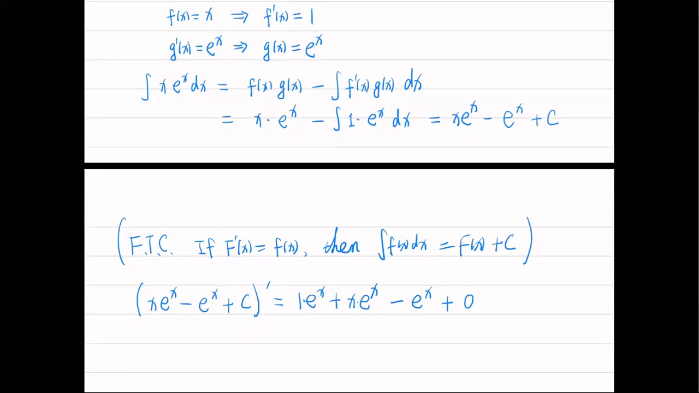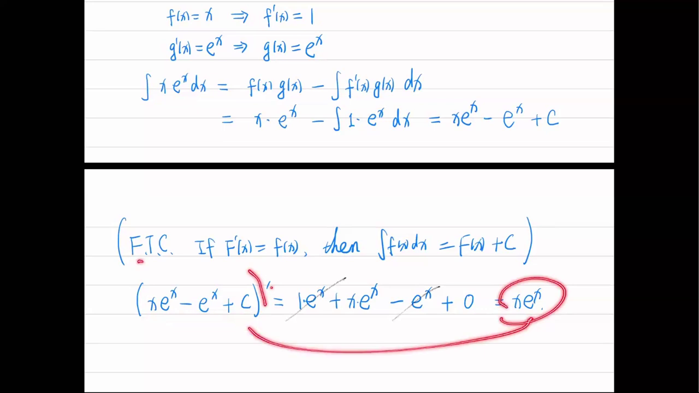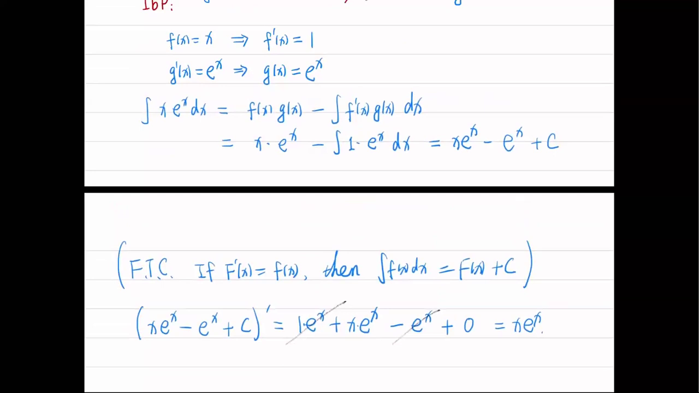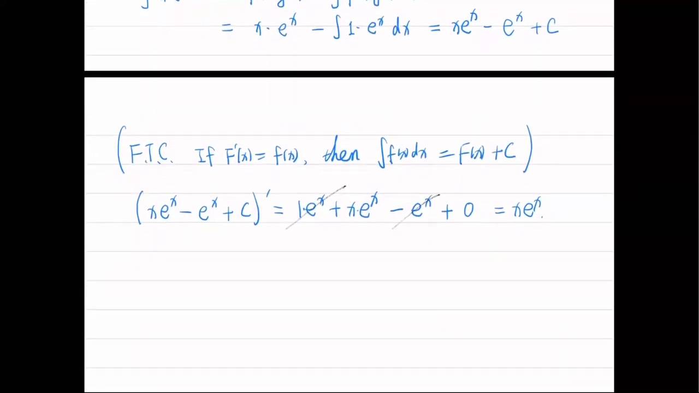Now they cancel each other. So we have x e to the x. And this is what we had in the very beginning. So now we verified the integral is this by the fundamental theorem, because the derivative is this one, we can recover the integral. Okay, so that's our first example. A second example is very similar, but slightly different.